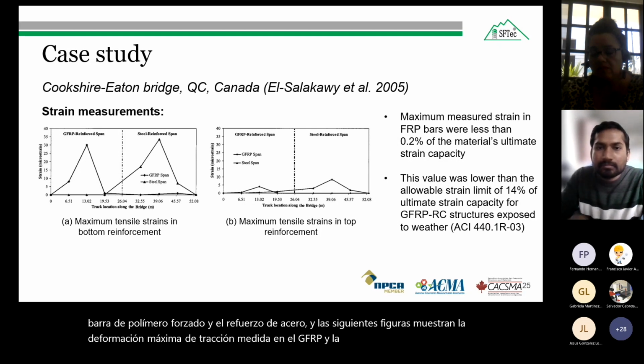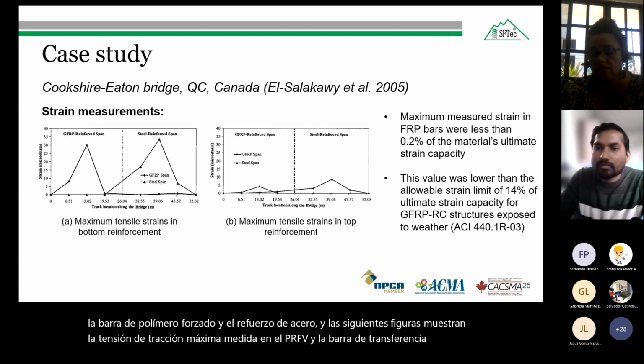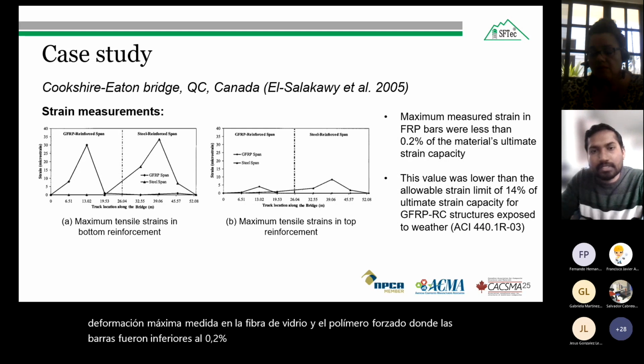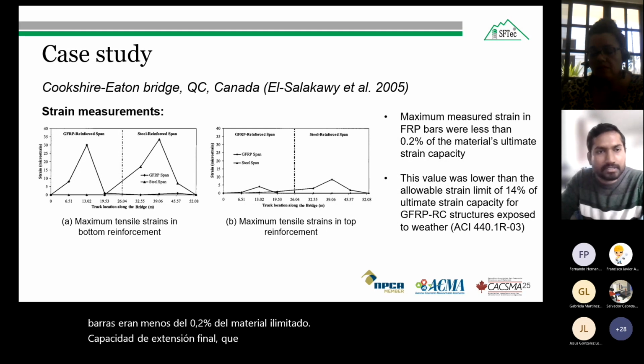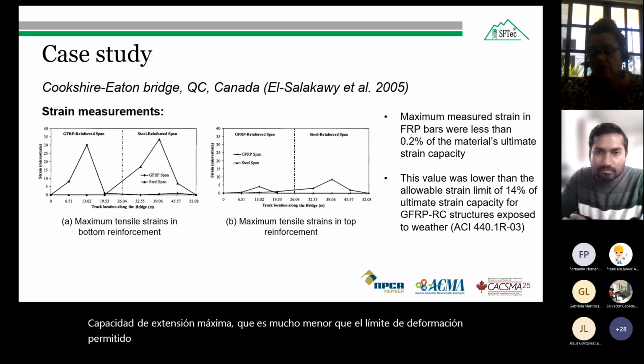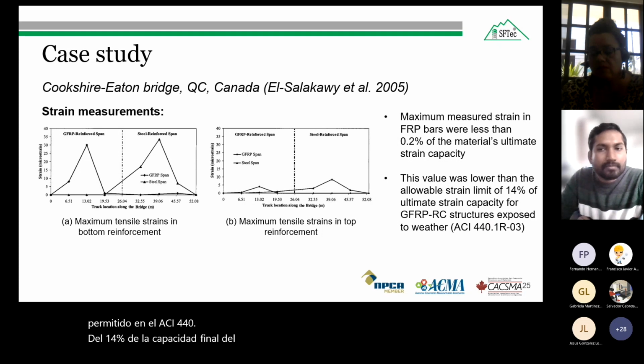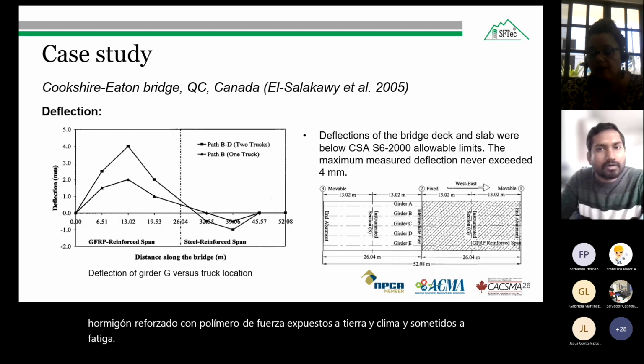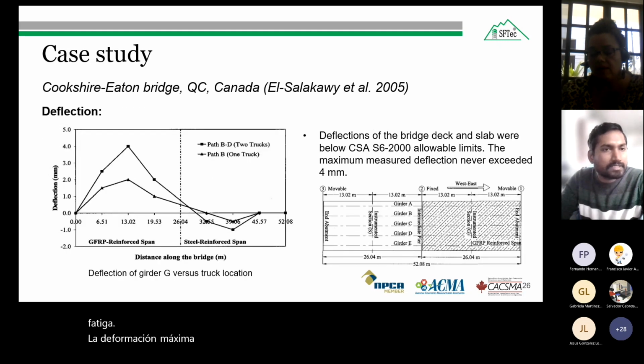The maximum measured strain in the glass fiber reinforced polymer bars was less than 0.2% of the material's ultimate strain capacity, which is much lower than the allowable strain limit in the ACI 440 of 14% of the material ultimate capacity for a glass fiber reinforced polymer reinforced concrete structure exposed to earth and weather and subjected to fatigue. The maximum deflection of the concrete girders was measured at section G as shown in the figure.